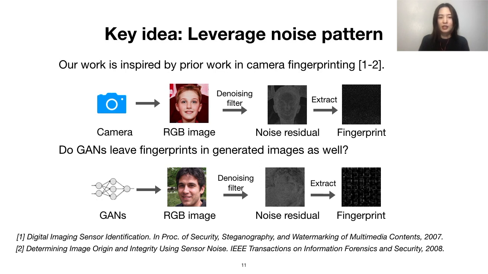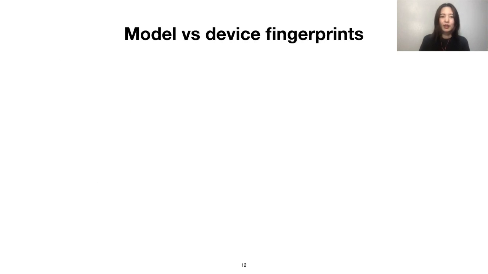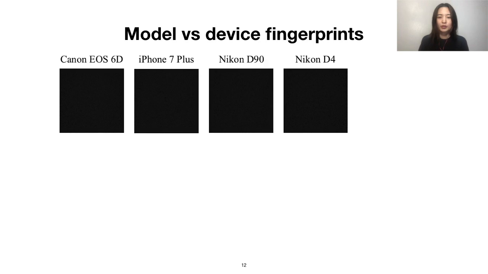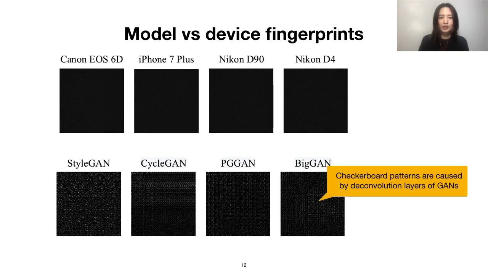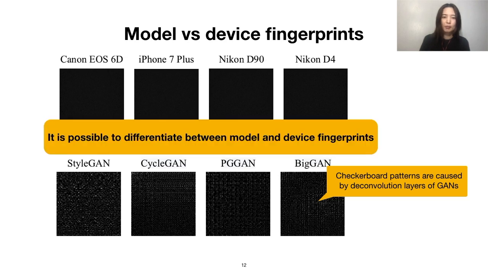But are there any differences between camera fingerprints and model fingerprints? Here are some examples. This row shows camera fingerprints. It might be hard to see the patterns, but if we look closely, there are patterns here. Now, when we look at model fingerprints, you see a very different pattern. There are checkerboard artifacts in all these model fingerprints. This can be attributed to the deconvolutional layers of GANs. We leverage this difference between model and device fingerprints to identify model fingerprints in a blind setting.